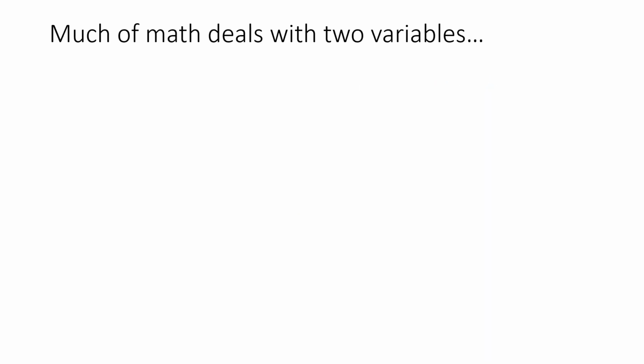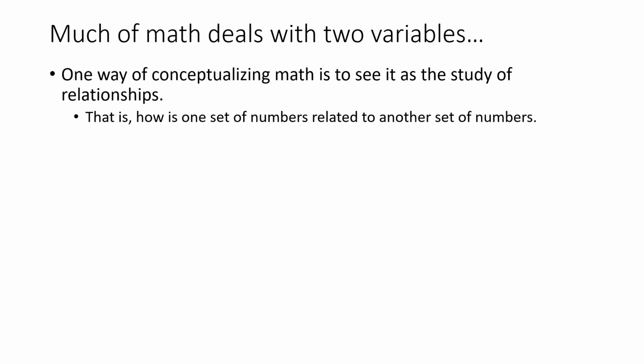But much of math deals with two variables. In fact, I would say maybe more than half of what we do, we're dealing with more than one variable. Sometimes we'll even have 3 variables or 4 variables. The worst problem I think I've ever seen had something like 7, and it was a physics problem with a volleyball net. But most of the time we're in 2. So one way of conceptualizing math is to see it as the study of relationships. That is, how one set of numbers is related to another set of numbers.